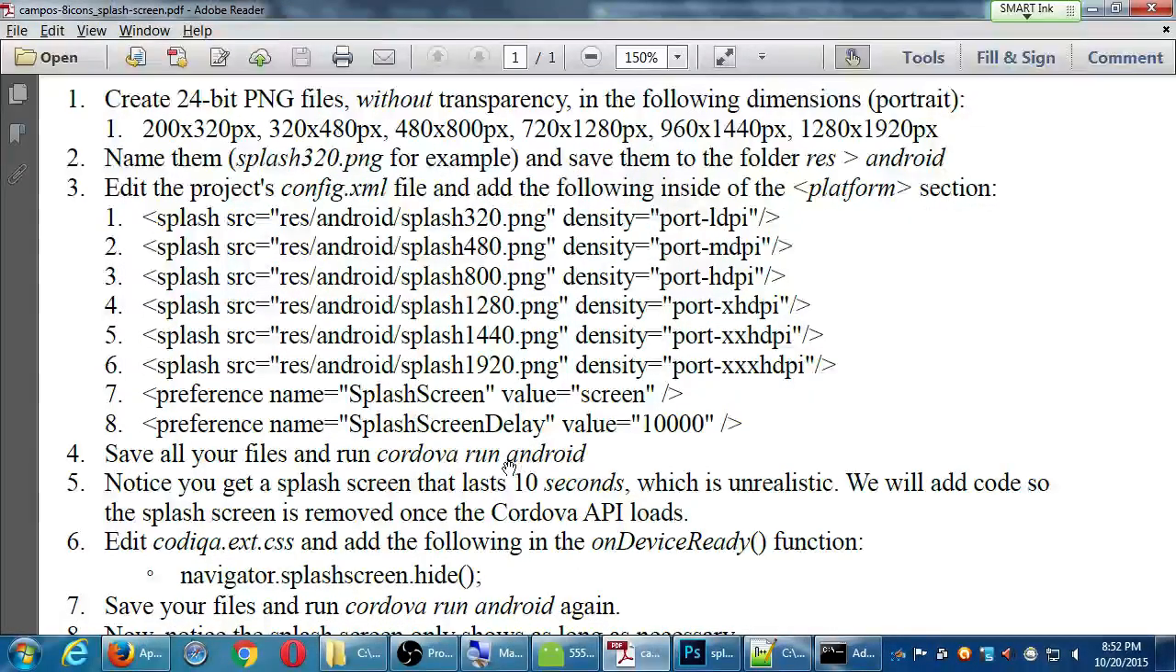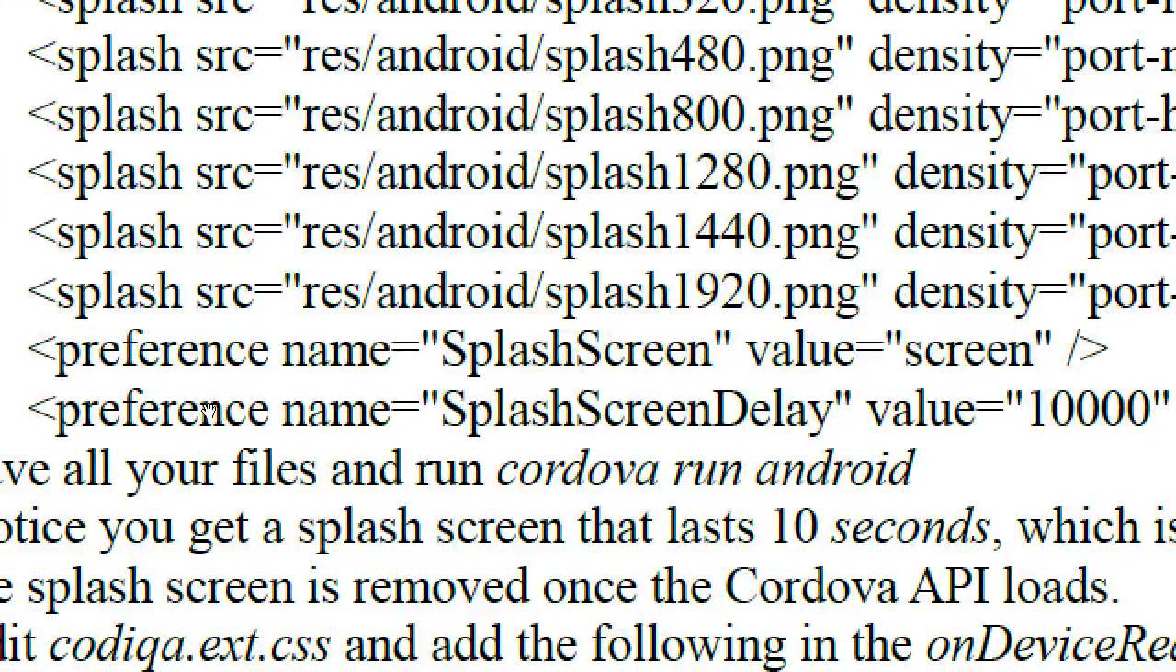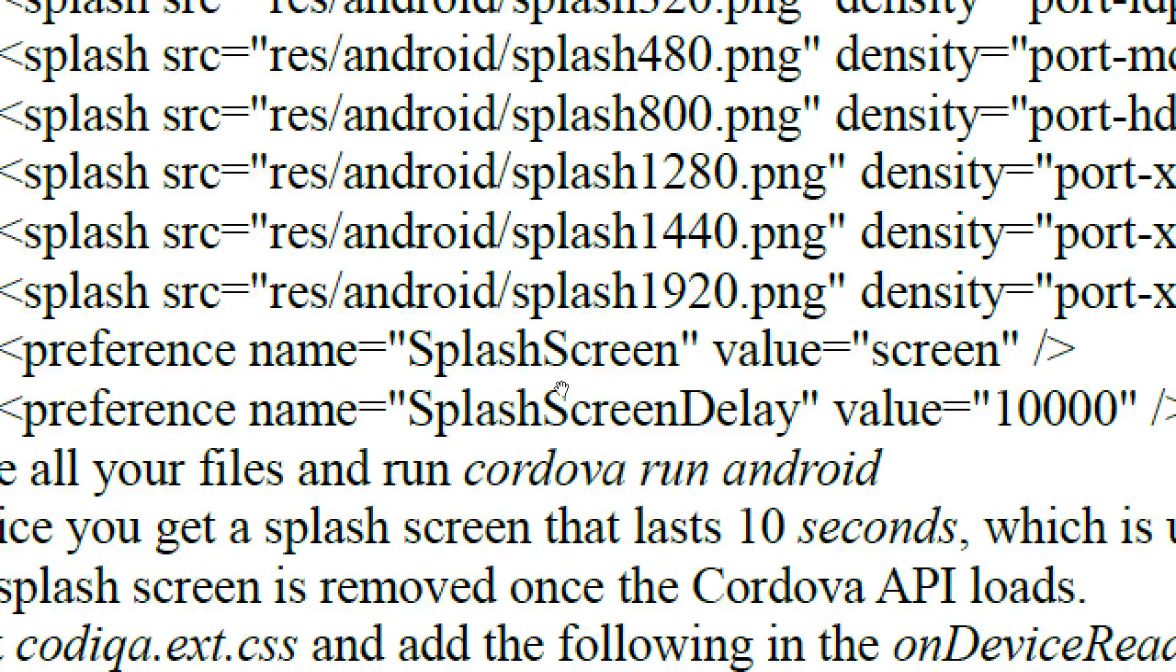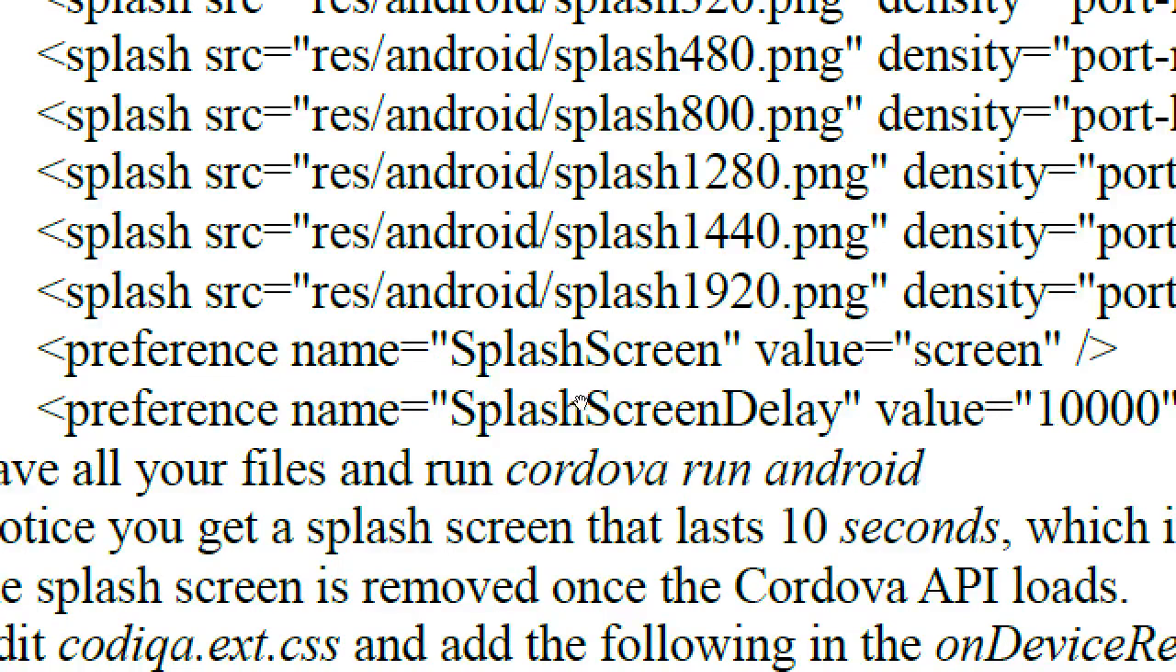The next 2 lines of code then say preference. We're going to add a preference, and we need name, splash screen, value screen. So we just need that. That's just one of those. That's the way it is. We need that. That's basically saying we're going to use a splash screen.